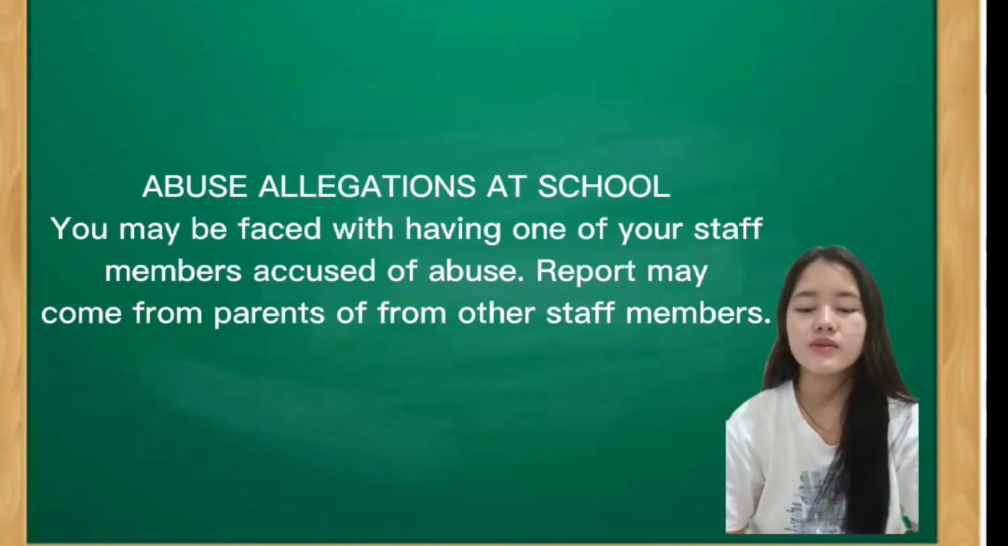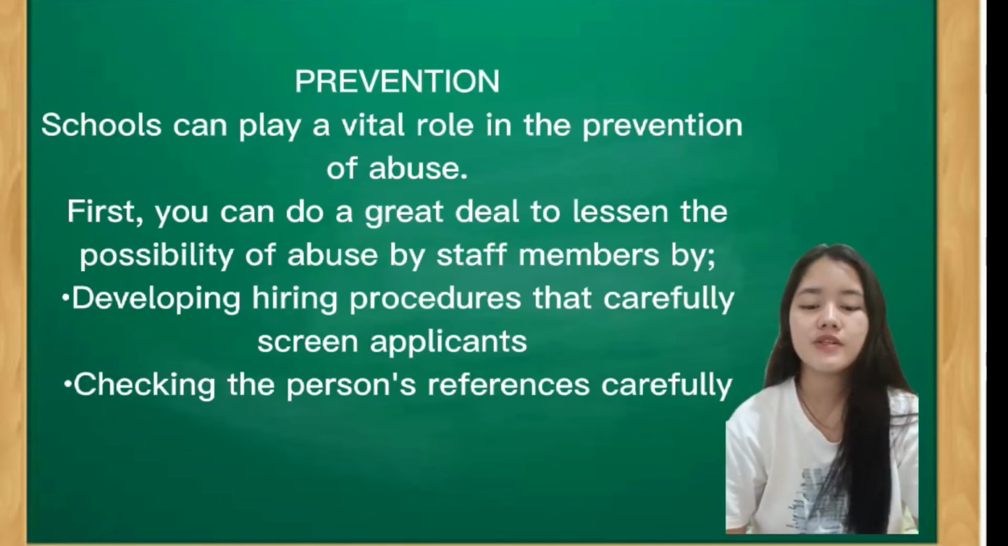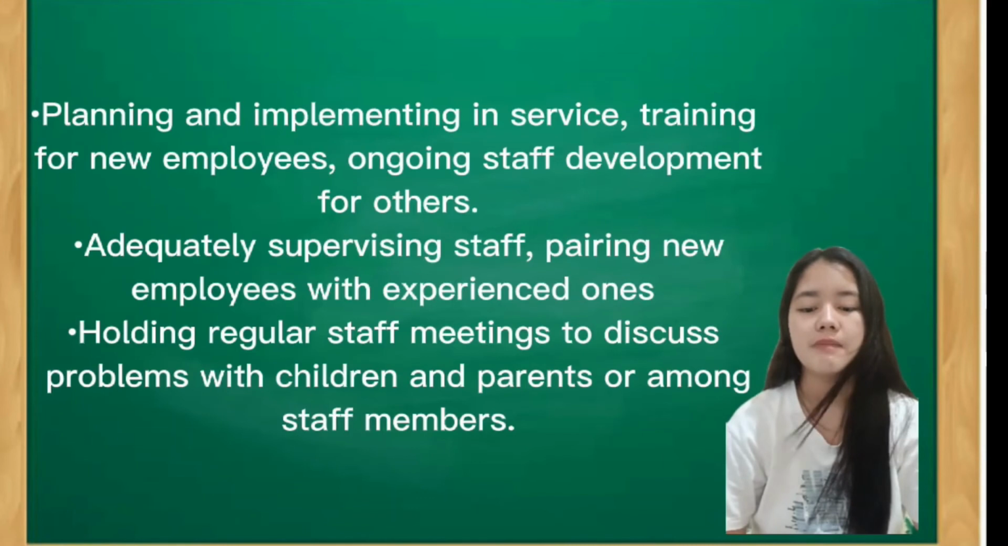A quicker resolution to the problem can occur. So, in prevention, schools can play a vital role in the prevention of abuse. First, you can do a great deal to lessen the possibility of abuse by staff members by developing hiring procedures that carefully screen applicants. Most states require a fingerprint check, checking the person's references carefully, planning and implementing in-service training for new employees, and ongoing staff development for others.